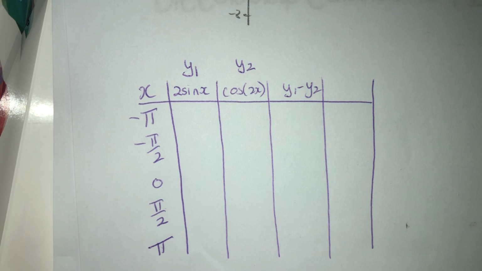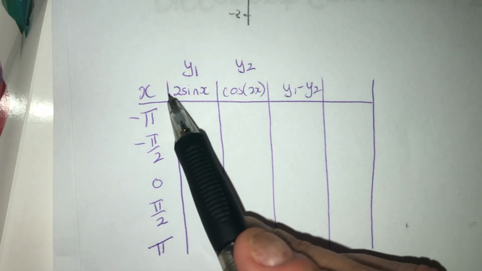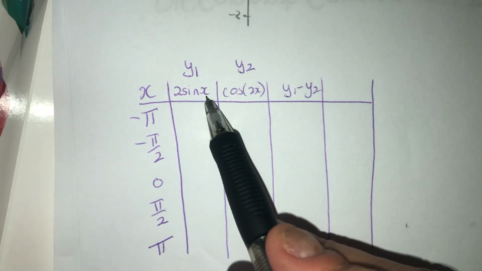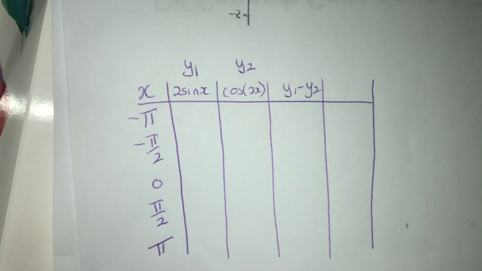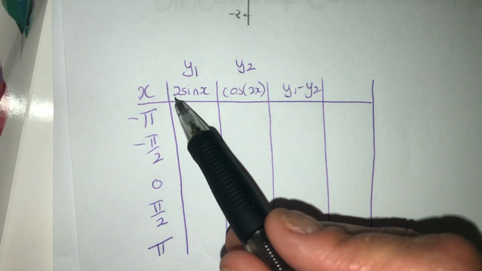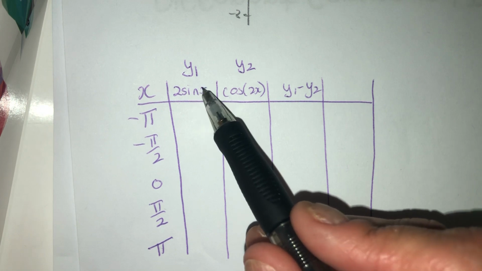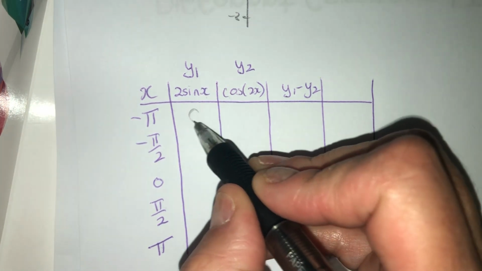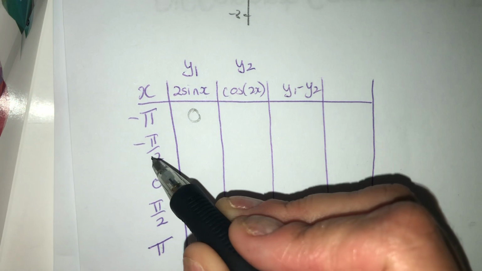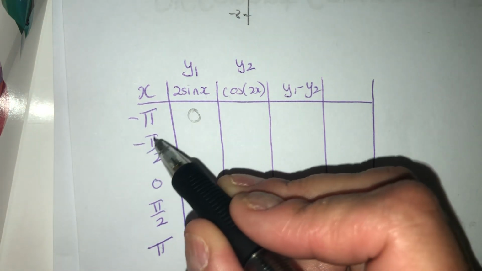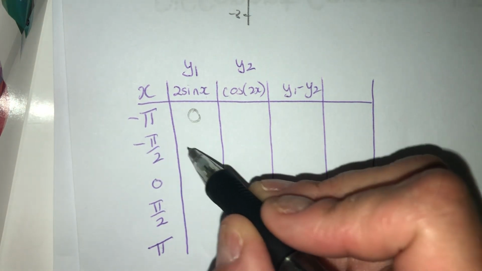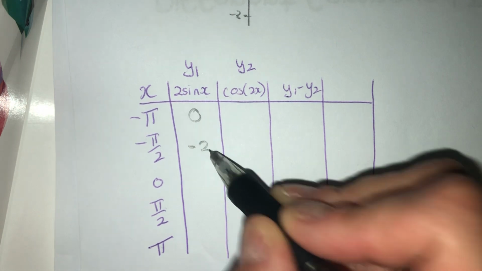You might like to pause and draw up this table. Now this is what we start with. The question is 2 sine x minus cos of 2x. So we're going to put those points in. So we're going to go 2 sine of negative pi, and we should get 0. Then we're going to go 2 sine of negative pi on 2, and we should get negative 2.